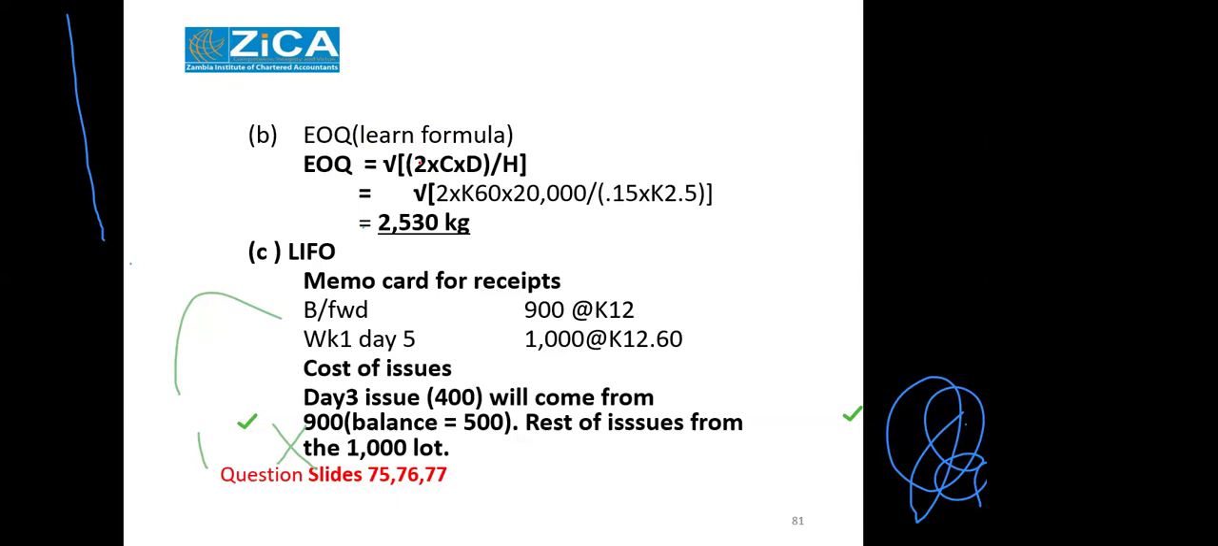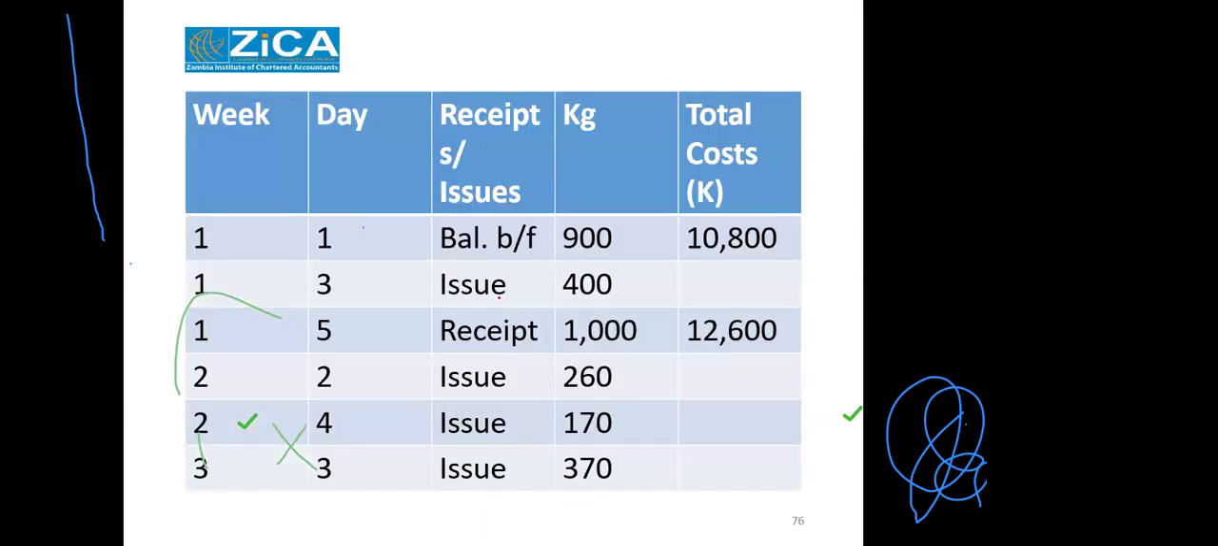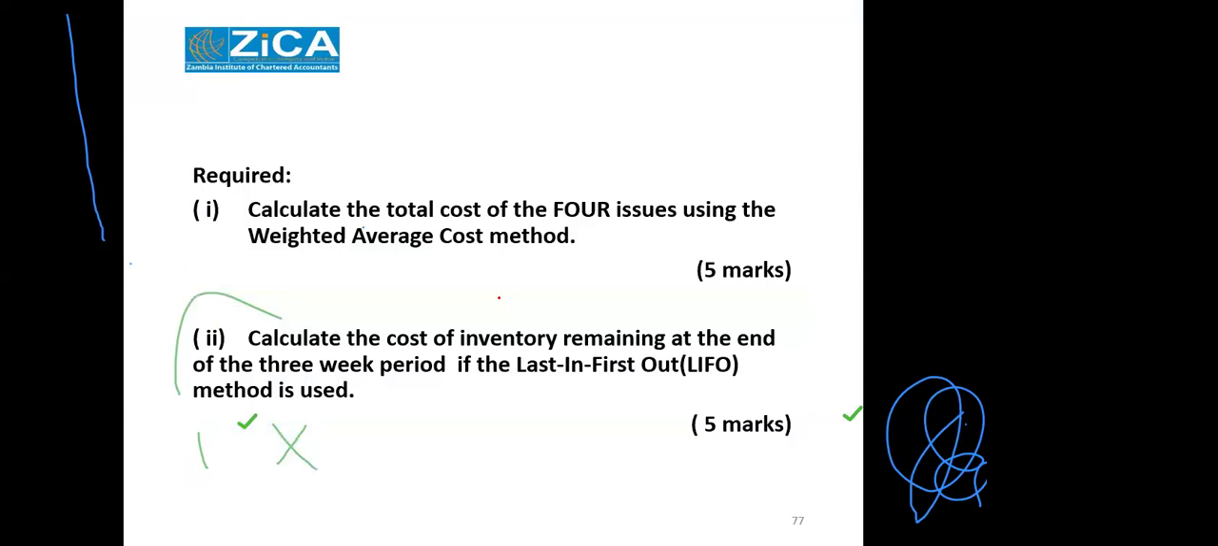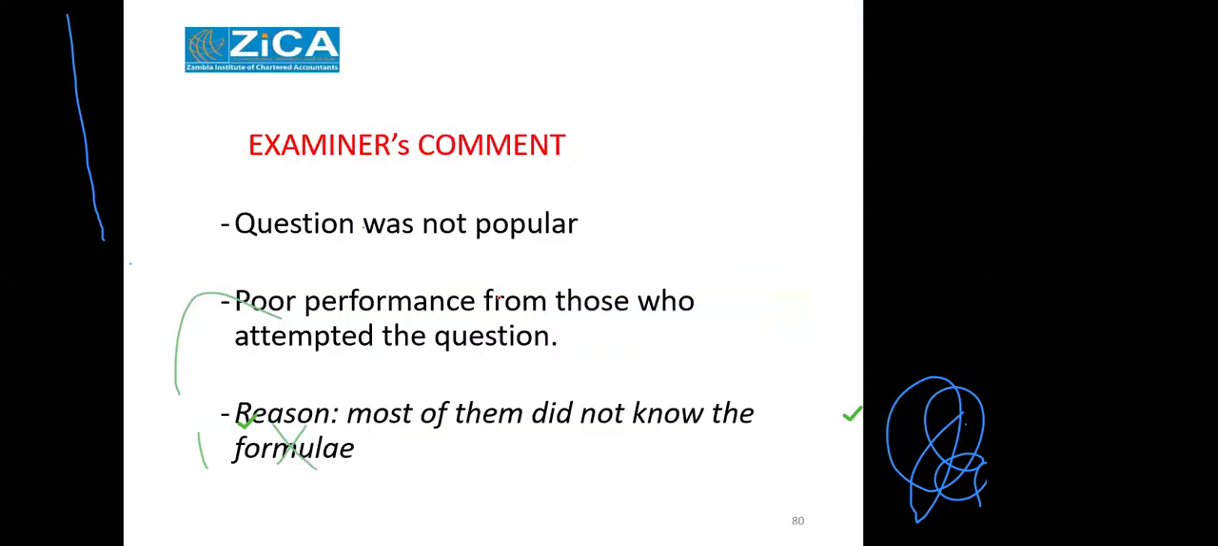So there you multiply 2 by CD divided by H. So 2 times 60 times 20,000, then divided by 0.15 times 2.5. Suffice to say, it gives you 2,530 kgs. That's what you should have calculated if you're in that exam, CA 2.2 candidates. 2,530, that's the value, and there should be some good marks there, 5 marks. Those are nice marks to get for such a short calculation.